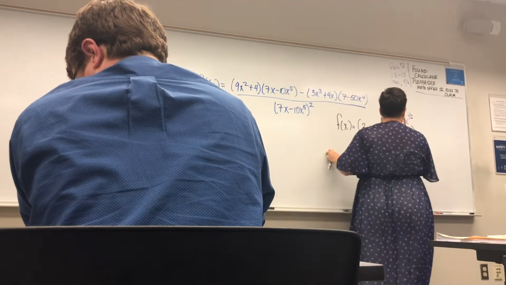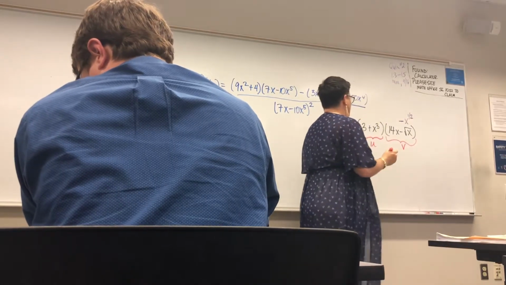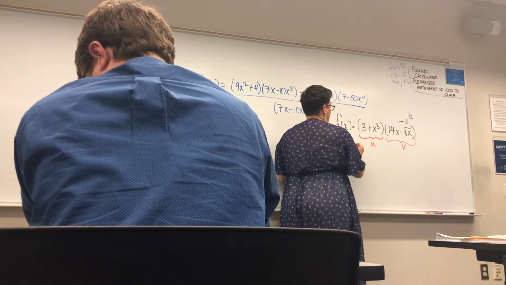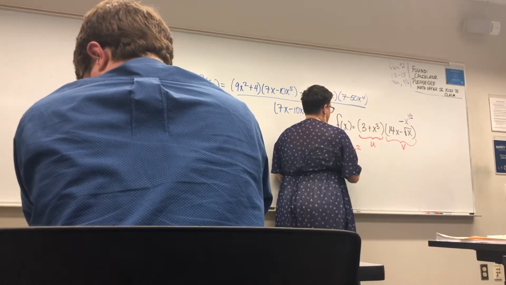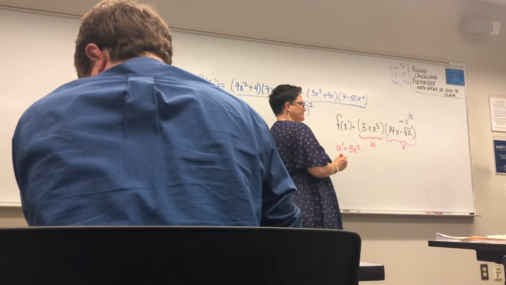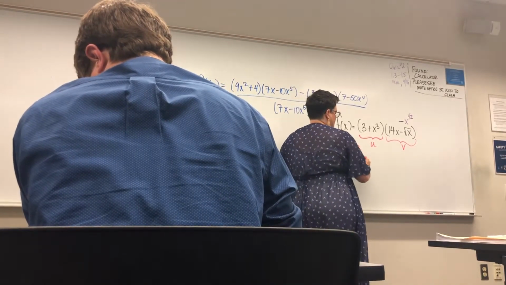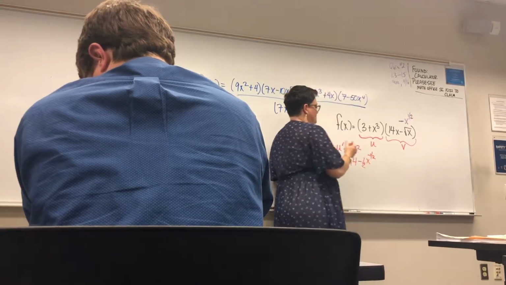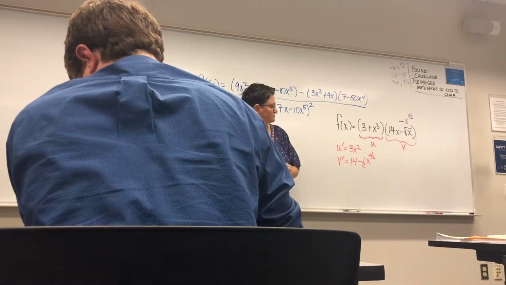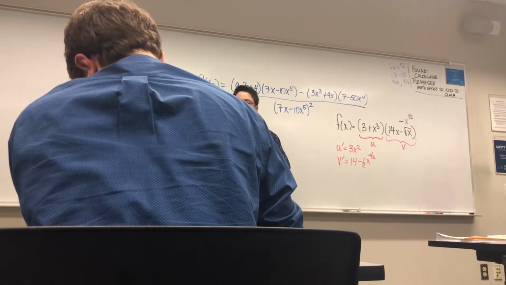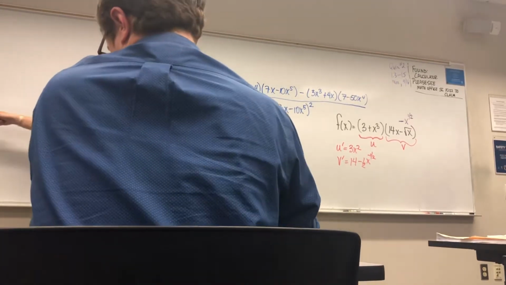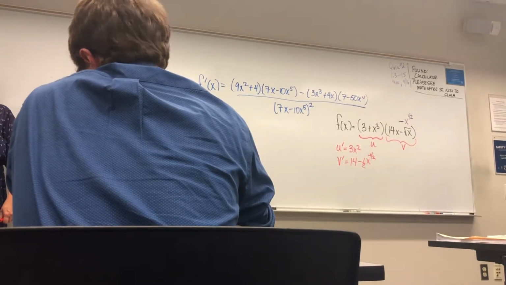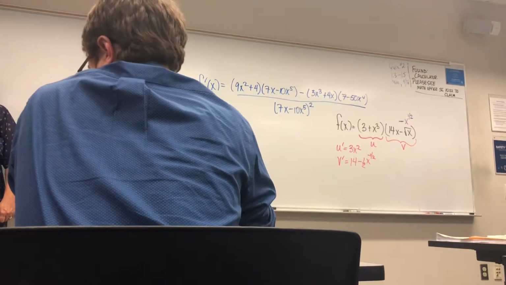Here's my U. Here's my V. What's U prime? 3x to the power of 2. Yeah, 3x squared. And what's V prime? Do we have all the parts we need to take the derivative here? What's the derivative, guys?